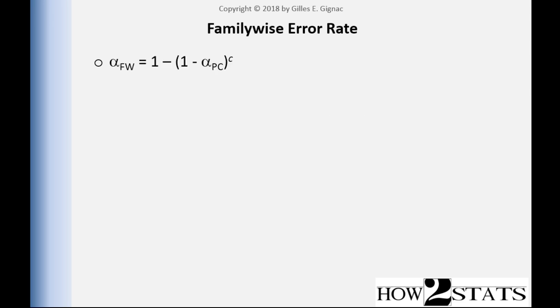And the formula we can use to calculate the family-wise error rate, which is the chances of committing at least one type 1 error across a collection of analyses performed on the same sample of data, is this formula here. It's 1 minus alpha per contrast or per analysis, raised to the power of the number of comparisons conducted, and then you subtract 1 from that result.